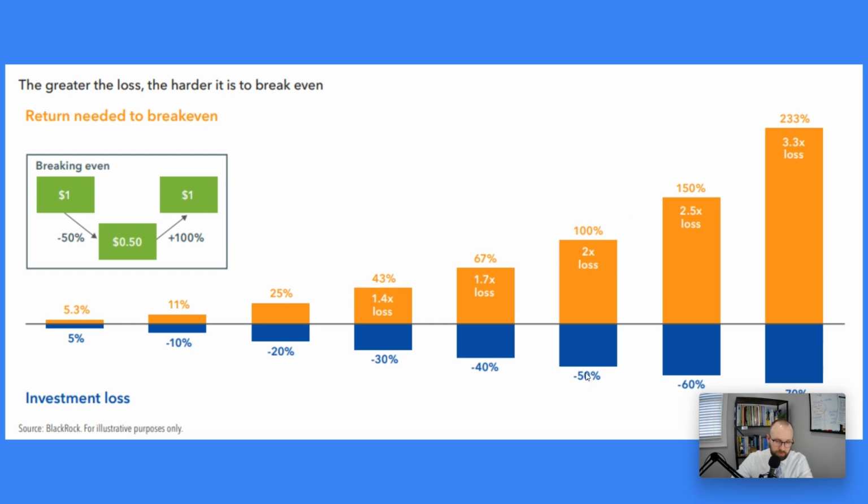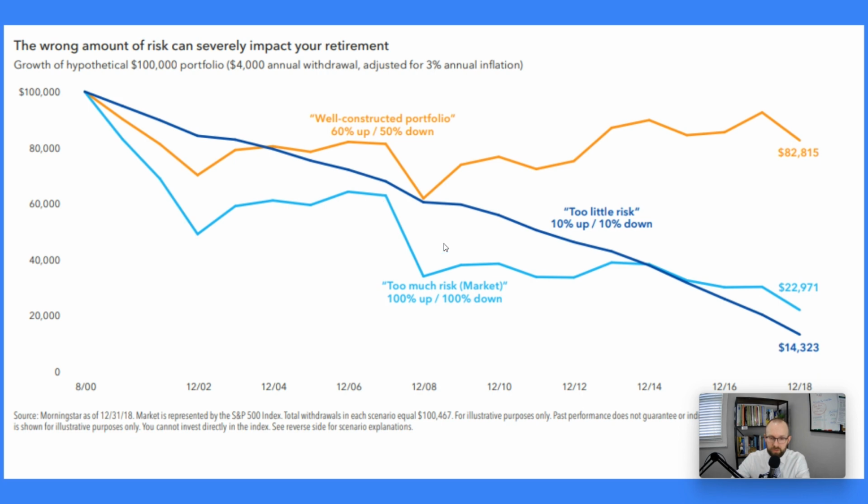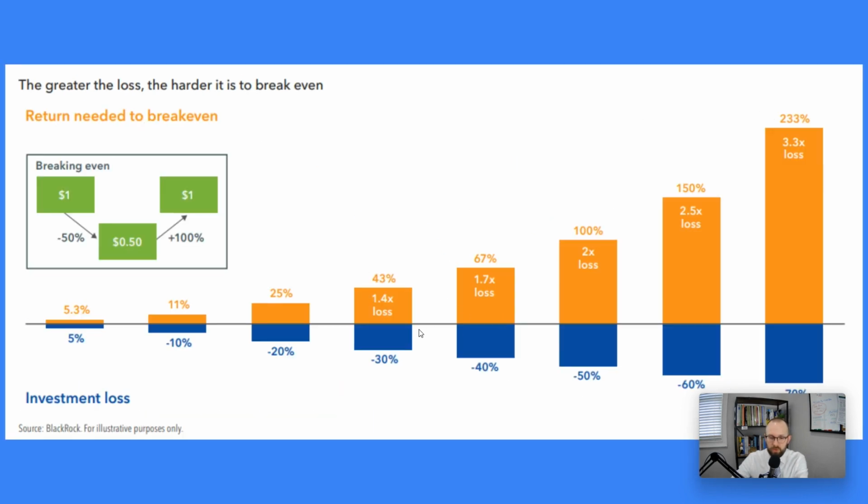So rather than a 50% loss like we might see here, you want to say, can I lock that down to just maybe a 30% loss? And then I only have to go up by 43% rather than 100. So you need to take risk, but you need to really make sure you're not taking too much risk at that point.